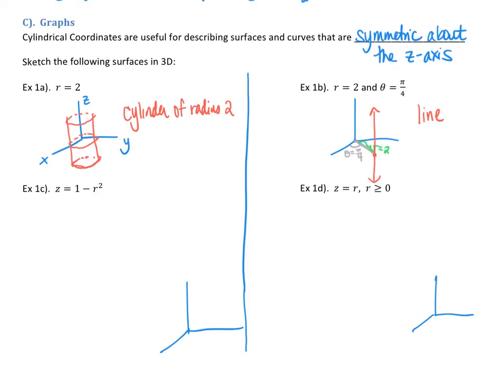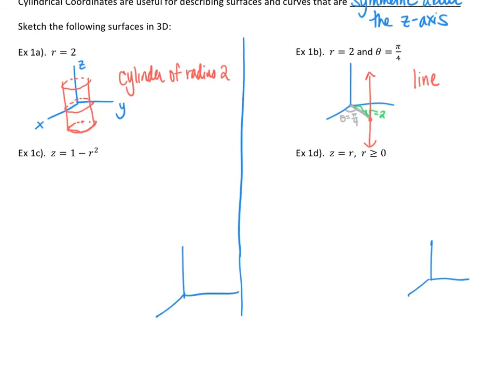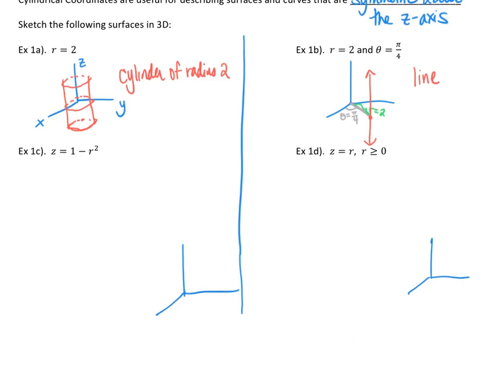Okay, now let's look at 1c and 1d. Anytime you have an equation in cylindrical that relates just z and r and doesn't involve theta, where theta can be anything, there's two ways you can do this. The first way is you can just convert directly to Cartesian. We know z is z in both cylindrical and Cartesian, but then I'm going to convert r squared, and we know that that is x squared plus y squared.